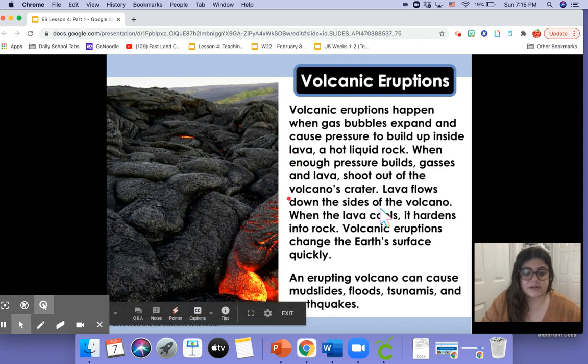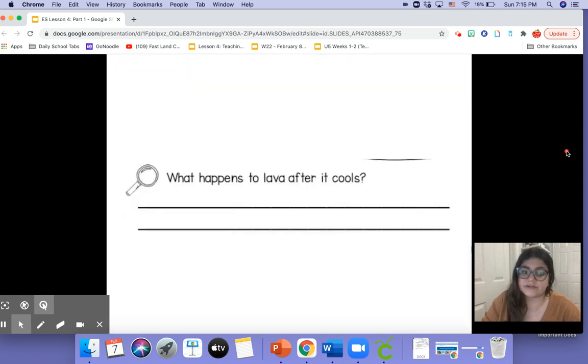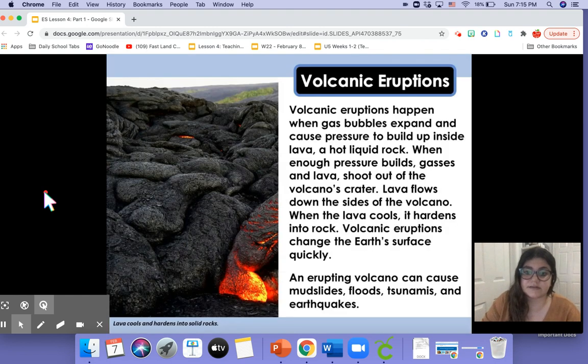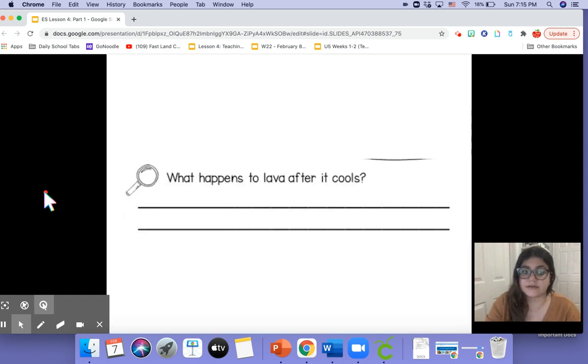If we look at the picture and we see the caption, what does the caption say? Go ahead and read the caption out loud. Lava cools and hardens into solid rocks. Another question in our homework today is: what happens to lava after it cools? I will be posting these to help you go back in the text, looking for the answer using your text evidence to complete the question.